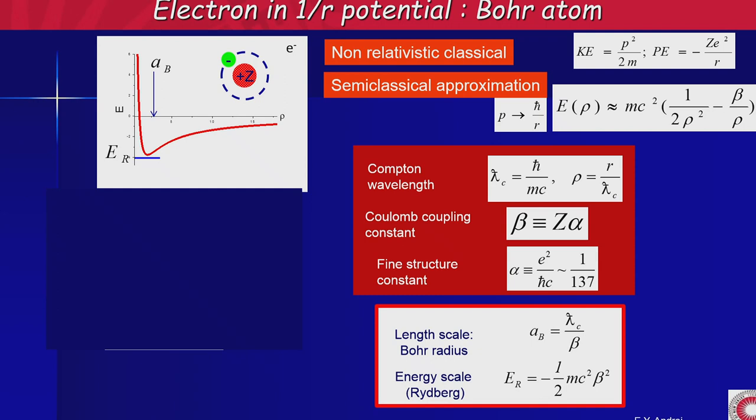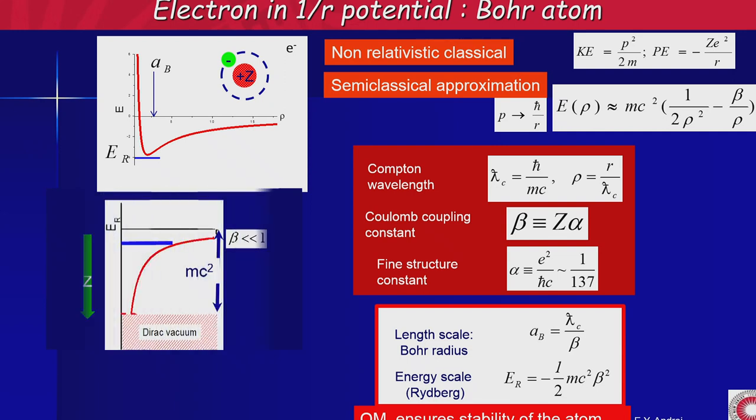And then you have the Rydberg, which gives you the energy scale, which is this minimum here. It is 1/2 mc squared beta squared. I really like this way of writing it because I can never remember where the e and h bar and all that goes. Here, just mc squared times the charge squared. So that's the Rydberg. So now you have a nice bound state and you have a Rydberg scale. So you need quantum mechanics in order to have stable atoms, as we all know.